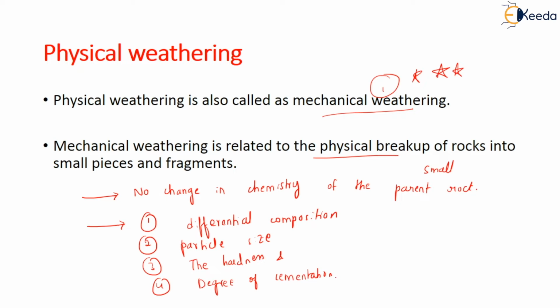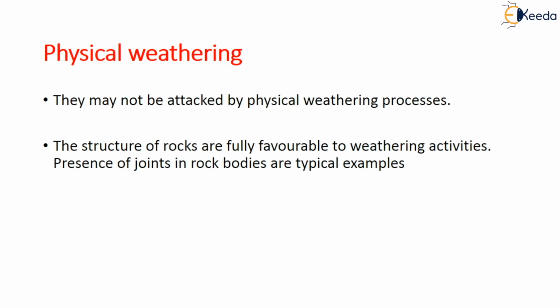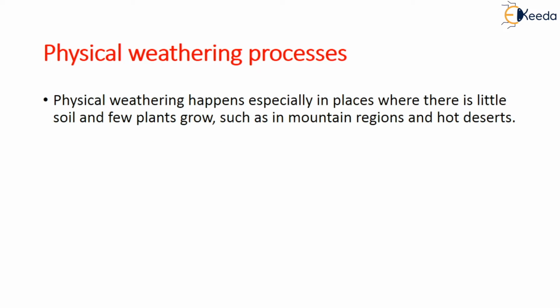These are the different factors which will also affect the physical weathering. We should know that some rocks may not be attacked by physical weathering processes. Sometimes the structure of the rock will be fully favorable to weathering activities, like the presence of joints and faults in the rock bodies, which are a typical example. These are already there, not due to physical weathering. Physical weathering happens especially in places where there is little soil or very few plants grown. So these are observed in mountain regions and hot deserts.